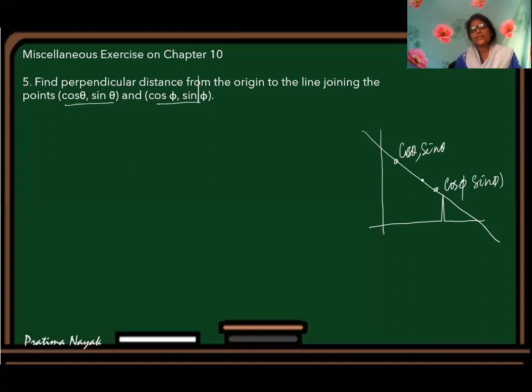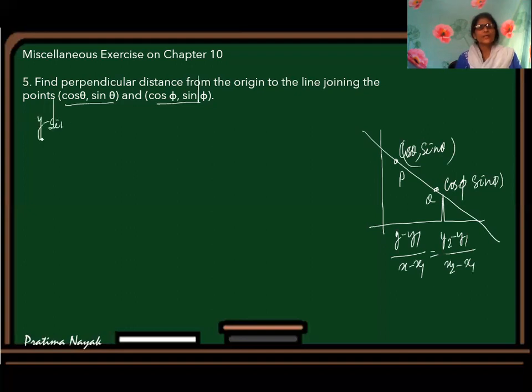So let it be named as P and this is Q. So what is the equation of PQ? I'll take the two-point form. What is it? y minus y1 upon x minus x1 is equal to y2 minus y1 upon x2 minus x1. So this will be y minus sin theta by x minus cos theta is equal to sin phi minus sin theta by cos phi minus cos theta.